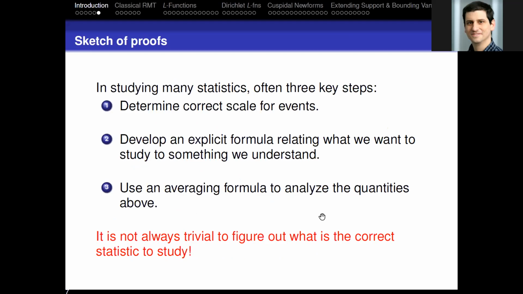And so there are three key steps in the analysis. The first is to determine the correct scale to study the events. And usually this is pretty straightforward, often follows from a central limit theorem. The next is to develop an explicit formula relating what we want to study to something we can understand. And our motivating driver for this will be the eigenvalue trace lemma from linear algebra. And then the last, which is the most difficult, is developing an averaging formula so that we can actually analyze the quantities that emerge. So unfortunately, it is not always easy to figure out what is the correct statistic to study. And that's often a challenge, trying to find something that will be combinatorially tractable.